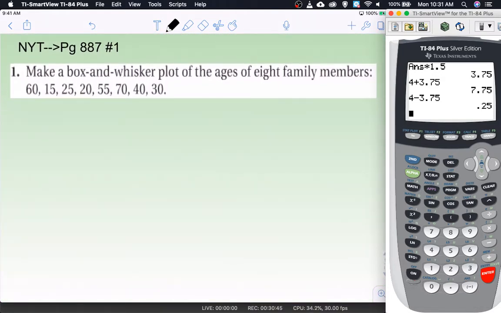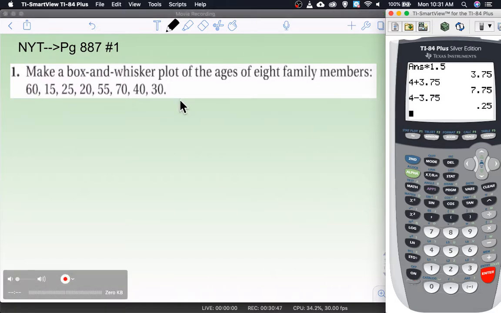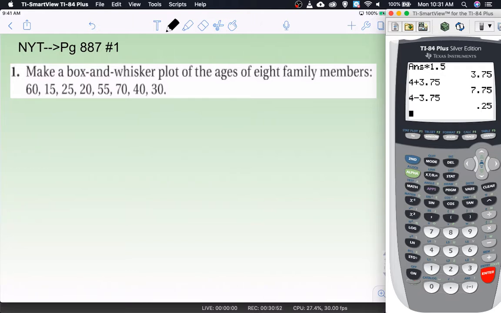Go ahead and see if you can make a Box-and-Whisker plot from these 8 numbers right here. You don't have to worry about the interquartile range or the outliers or anything right now. Just make your Box-and-Whisker plot.